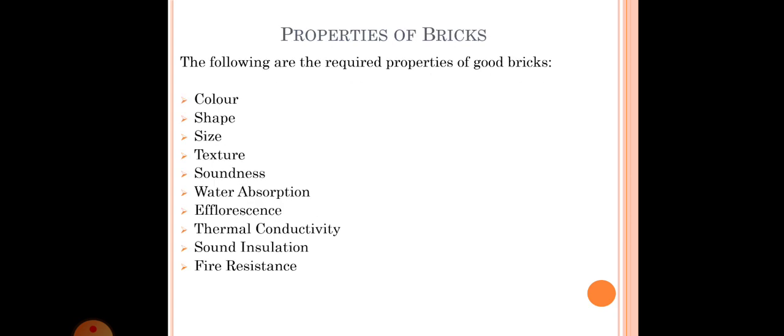Now coming to the properties of bricks. So good bricks should have the following properties, or these are the required properties of good bricks. Firstly, the color. So the color should be uniform and bright. It should not be dull or pale, but it has to be uniform. Everywhere throughout the cross section of the brick, the color has to be uniform and bright.